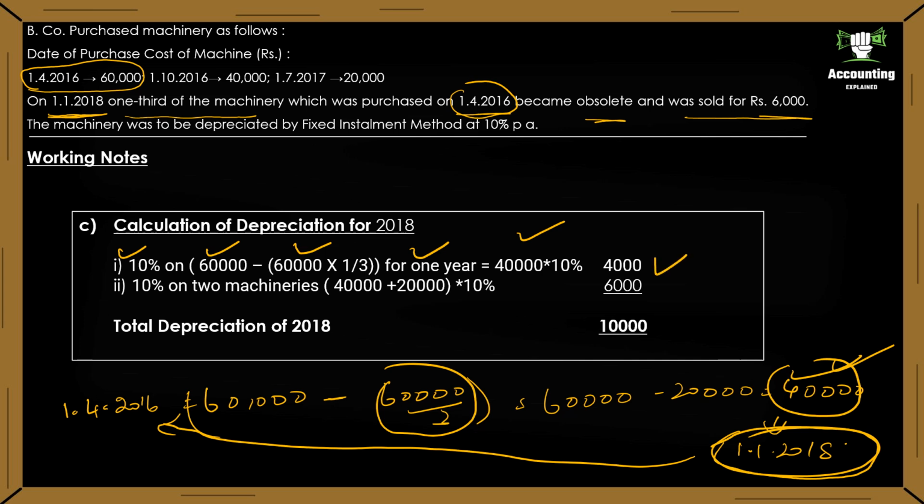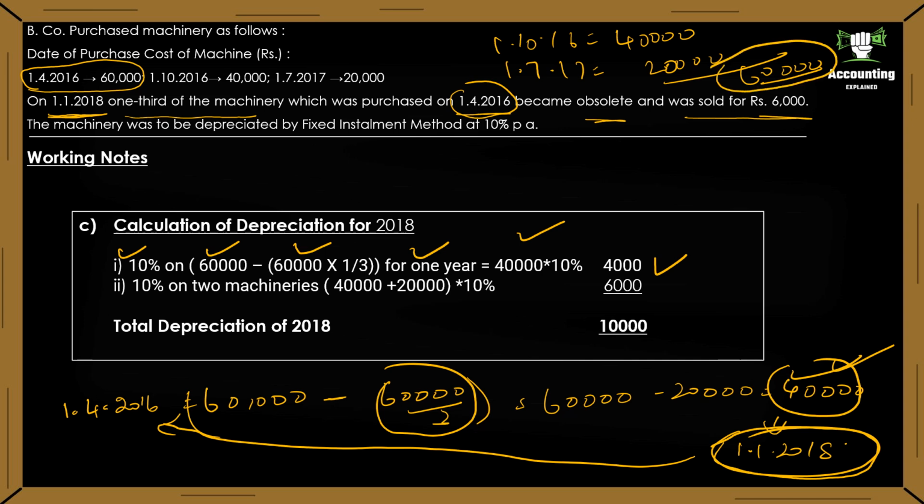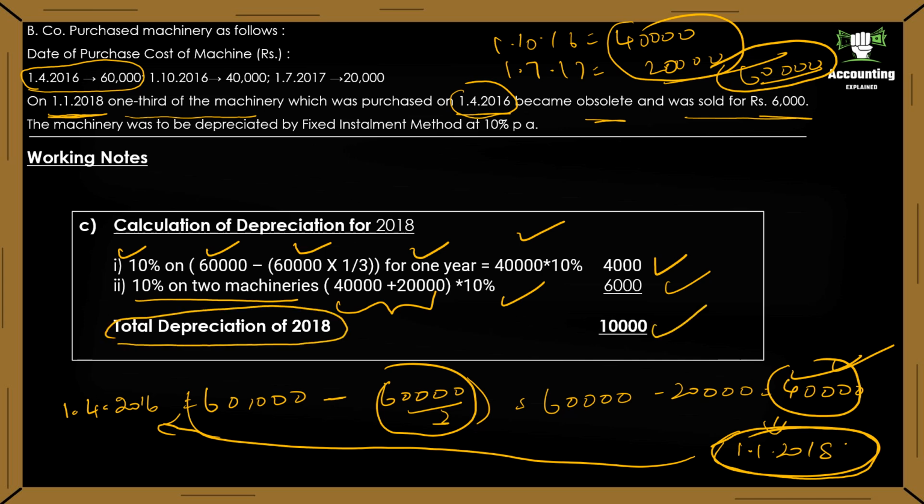Okay, next, what are all the remaining machineries now? Which was bought on 1/10/16, it is 40,000 rupees, and which was bought on 1/7/17, it is 20,000 rupees. Total is 60,000 rupees. On this 60,000 rupees, we have to calculate depreciation for the whole year. So 10% on two machineries, 40,000 plus 20,000 into 10%, it is 6,000. So total depreciation of 2018 is 10,000 rupees.